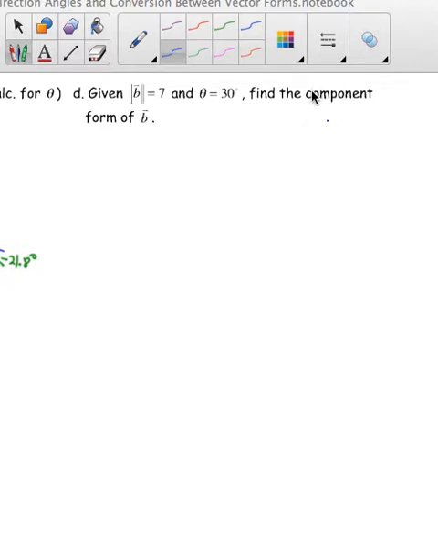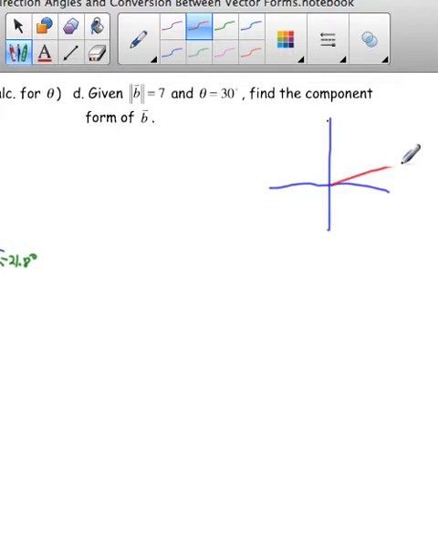So I'm going to begin by drawing the vector. I'm going to draw a coordinate plane, and then I'm going to put my vector on that coordinate plane with a direction angle of 30 degrees and a magnitude of 7. So this we'll say is 30 degrees, and the magnitude is 7 units, and I'm going to label this as my vector B with a little harpoon on top.